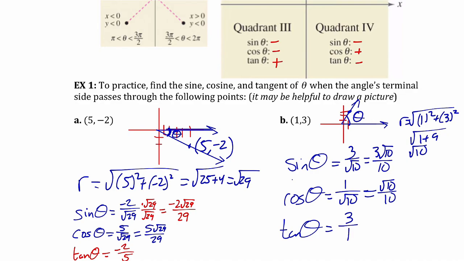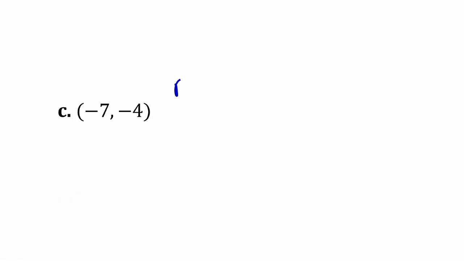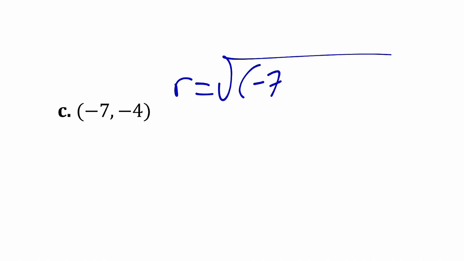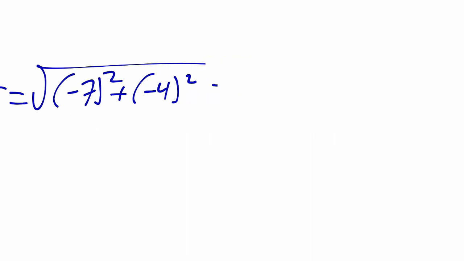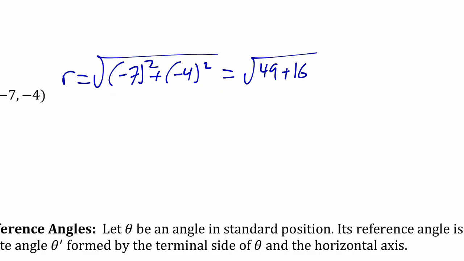Folks, on the next page, there is one more example that I'd like you to pause and take a moment, draw the picture, figure out the radius, and find the sine, cosine, and tangent. And clearly you've paused it, so let's take a look at our work here. Starting off with our r value, the radius, if we were to draw a circle out of this, it'd be negative 7 squared plus negative 4 squared, the square root of all that. Negative 7 squared is 49. Negative 4 squared is 16, so we have the square root of 49 plus 16, which gives us the square root of 65.